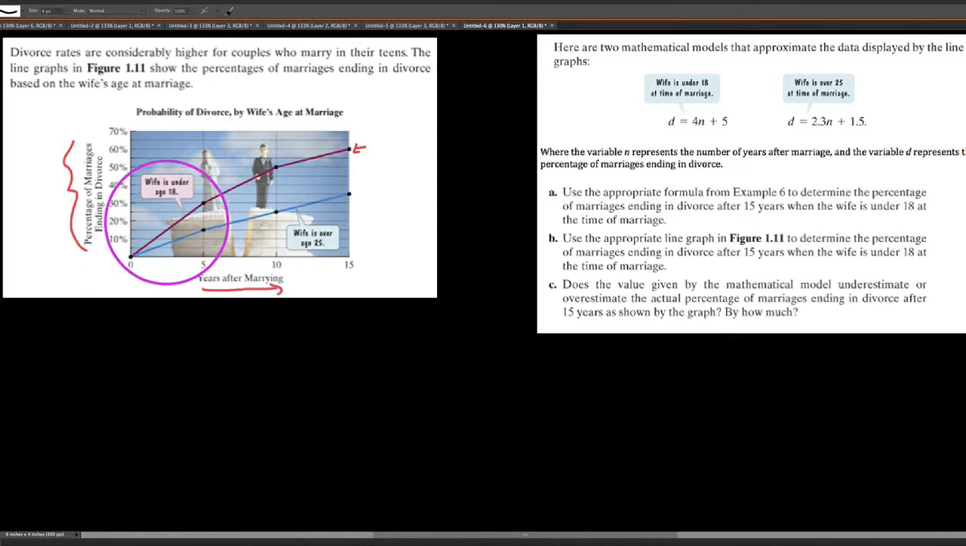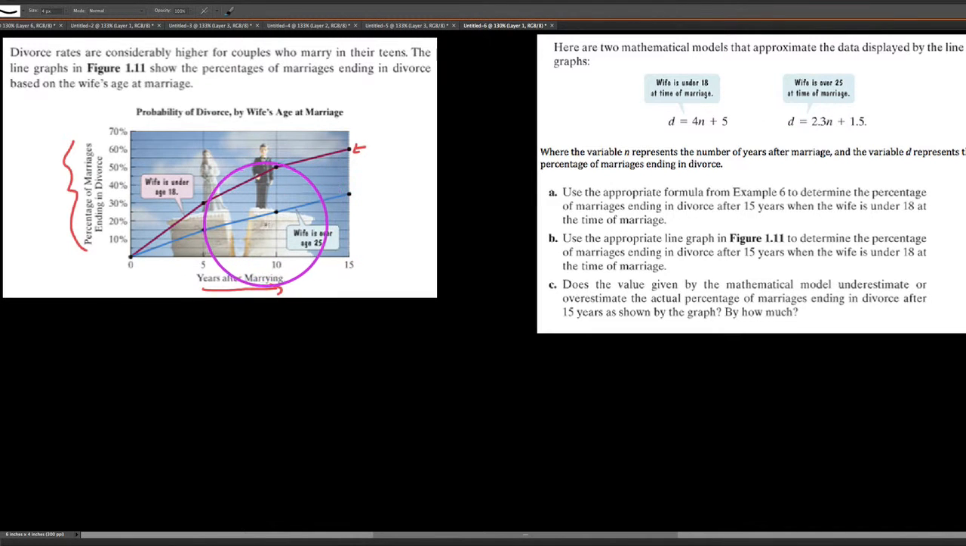But you can see that we have some under 18 curve here, and it's not exactly linear. And we have, if the wife is over age 25, the divorce rate. So basically, you can see that it's higher if you get married in your teenage years. Well, what you can see over here, we have two models that basically approximate this data.